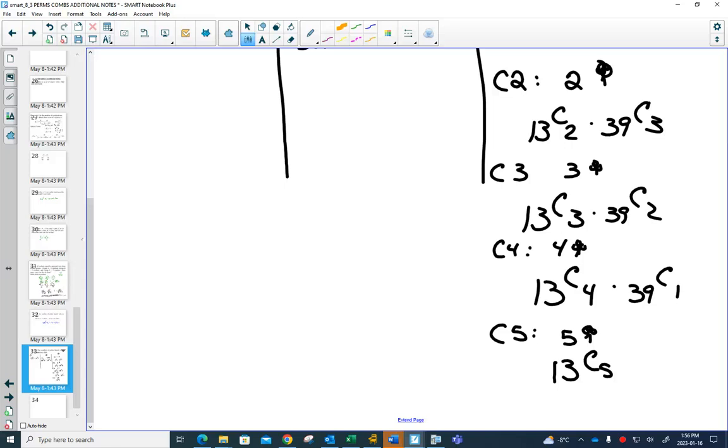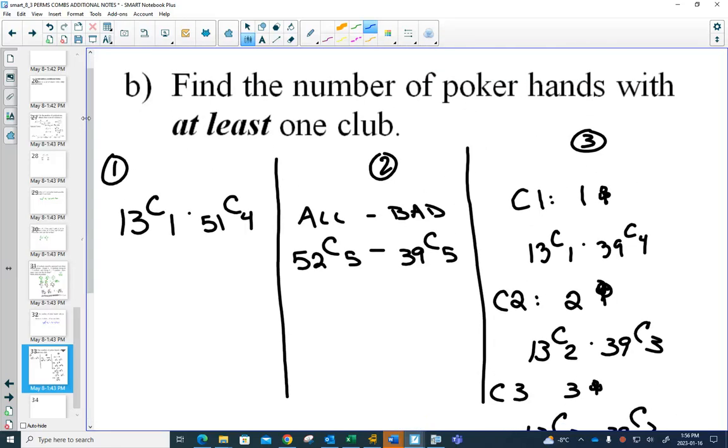So, quick recap. Method 1, take the clubs out, choose one of them to guarantee you have one. Put the clubs back in, 51 cards left. Choose 4 more, guaranteed to have at least one club, might have more. Method 2, not strategy. Count all the poker hands, take away the ones that have no clubs, you'd be left with the hands that have at least one club. And method 3, do it in cases. Case 1 with 1 club and 4 other ones. Case 2, 2 clubs, 3 other ones, so on and so forth. Add up your cases, get the right answer.